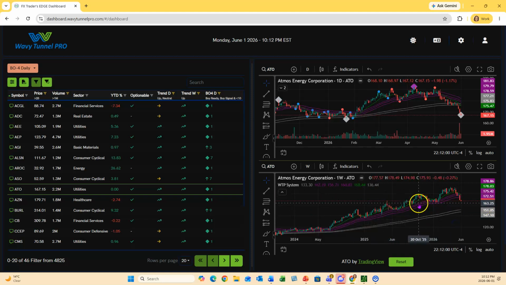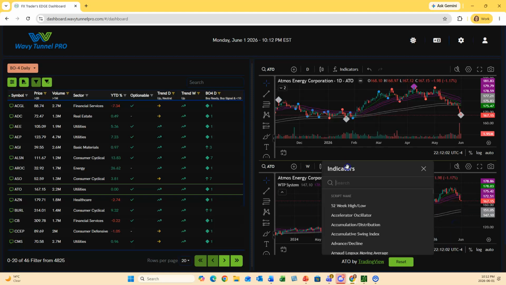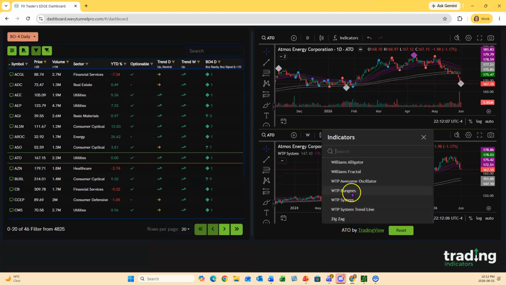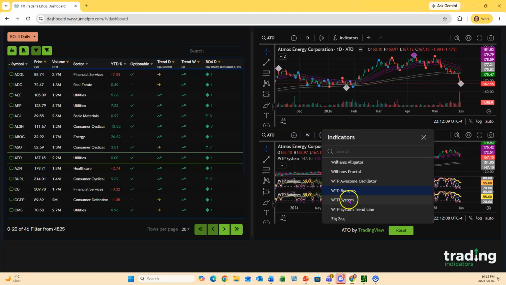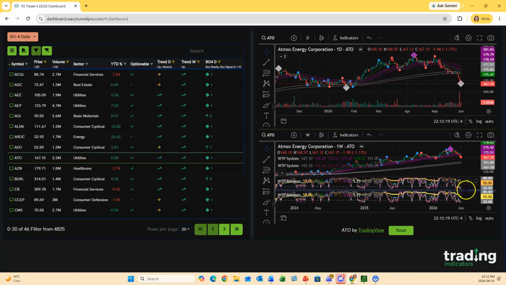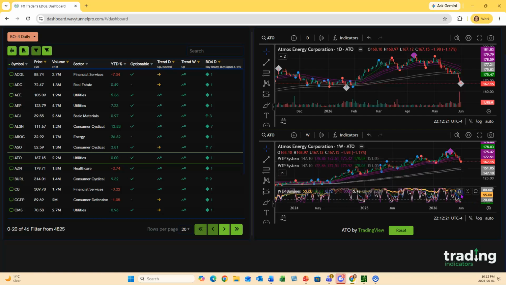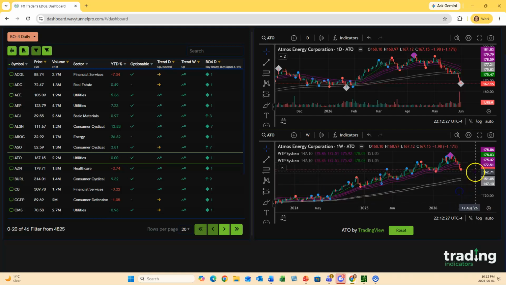So this is the weekly, and let's just put the indicators on the weekly. I'm not sure why the indicators are not on here yet, but let me just get them on. I'm not going to put this on. Here we go.